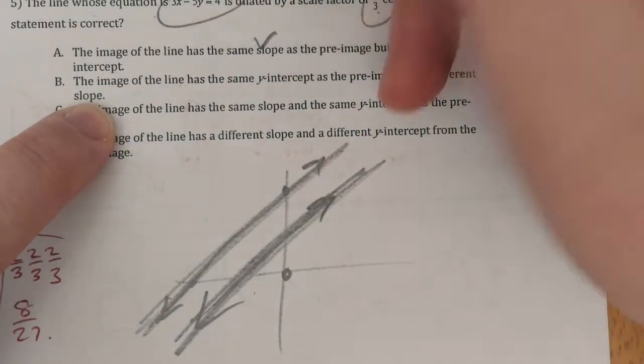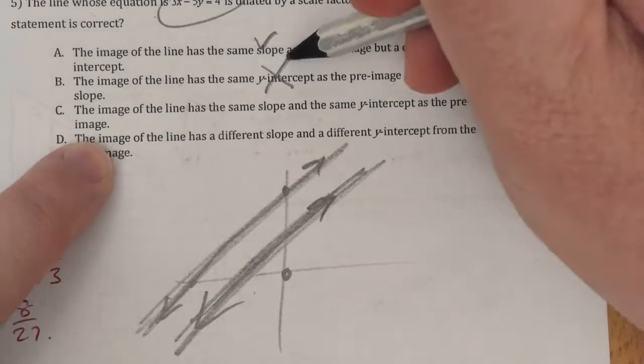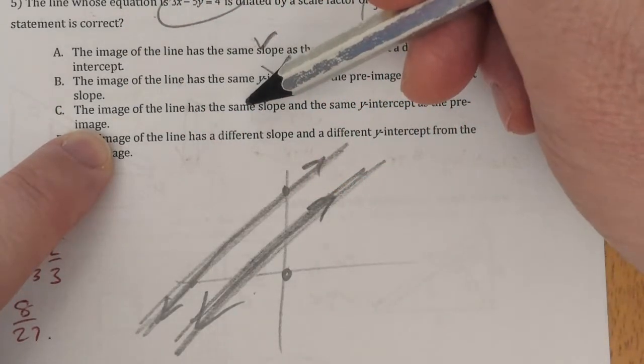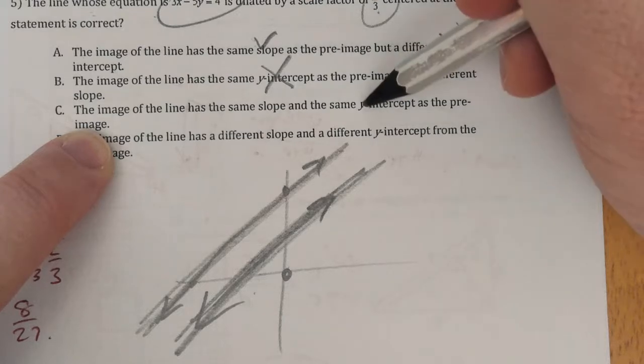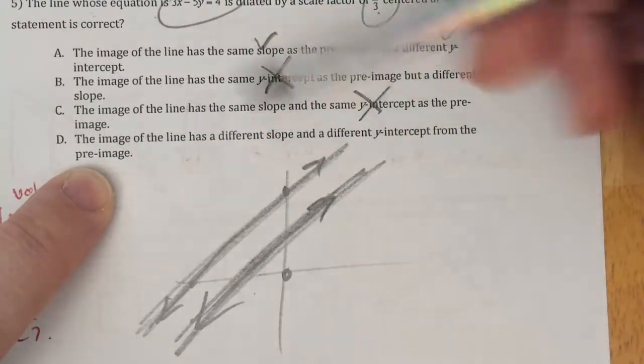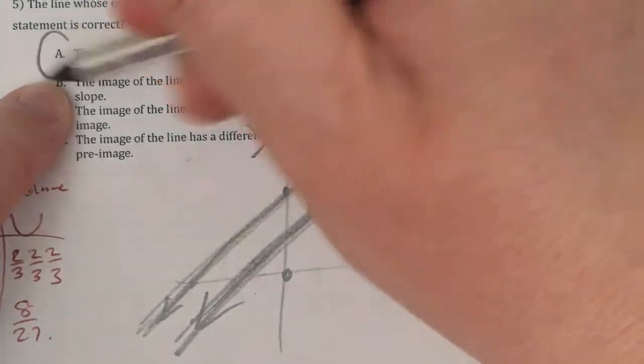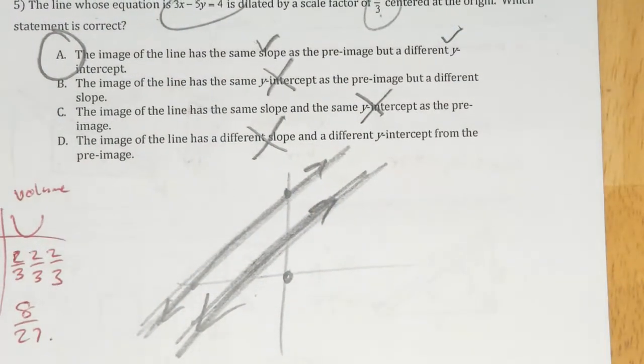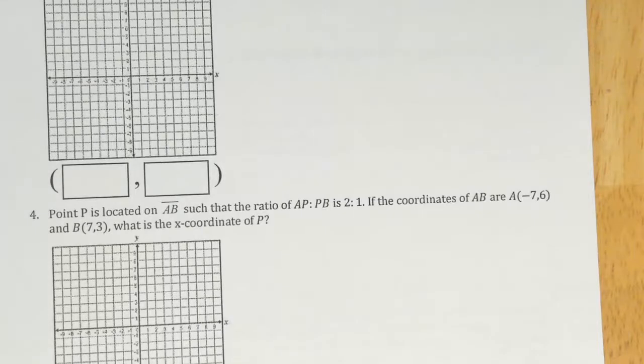The image of the line has the same y-intercept, no way. The image of the line has the same slope and the same y-intercept, nope, doesn't have the same y-intercept. The image of the line has a different slope, nope, they have the same slope. So the only one that worked was A. Sweet. All right, and page 20, last one.